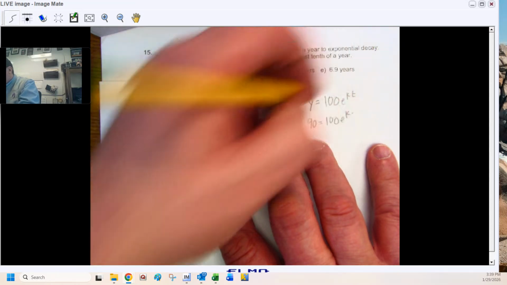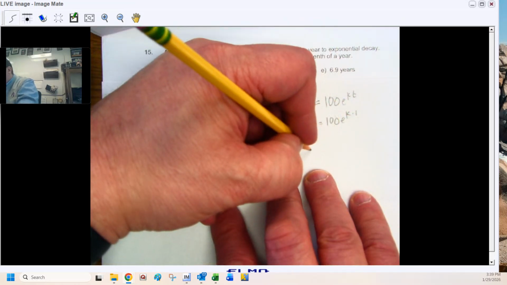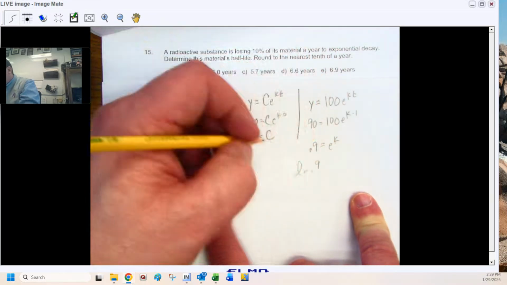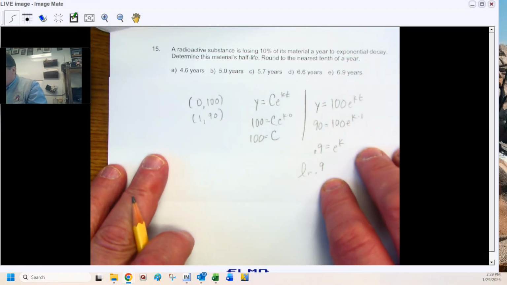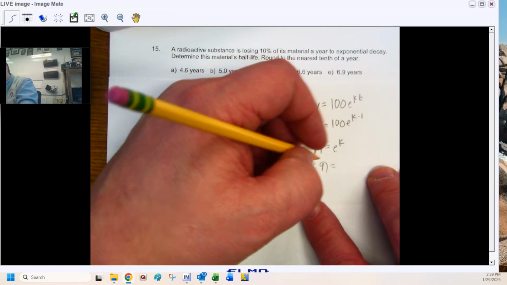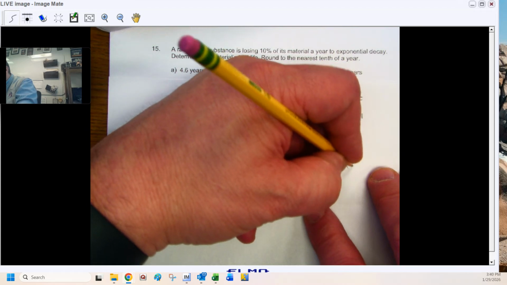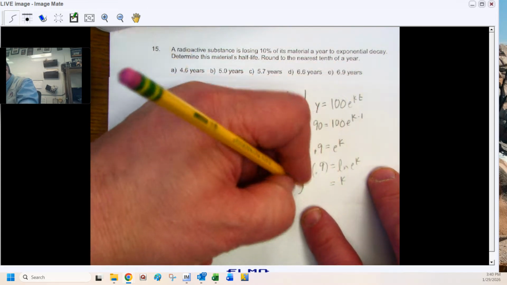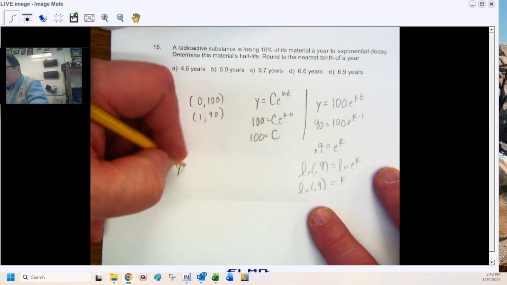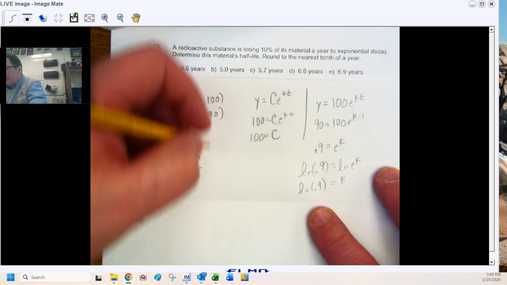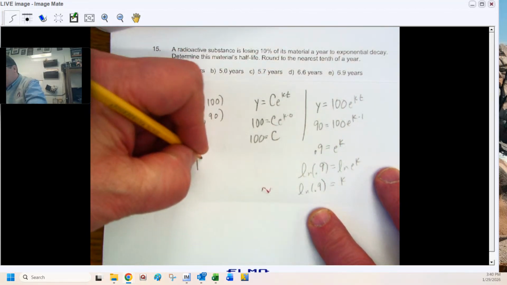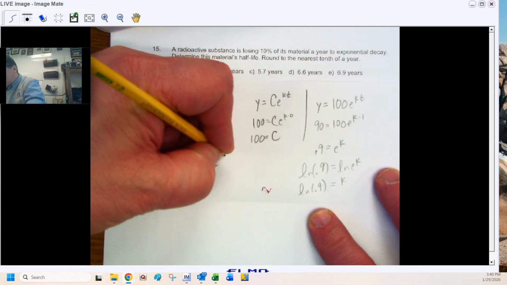And so we know that 0.9 equals e^k. If we take the ln of both sides, the ln of e^k, remember, is k. And so k is the ln of 0.9. So now my equation comes down to y equals 100e^(0.9t).